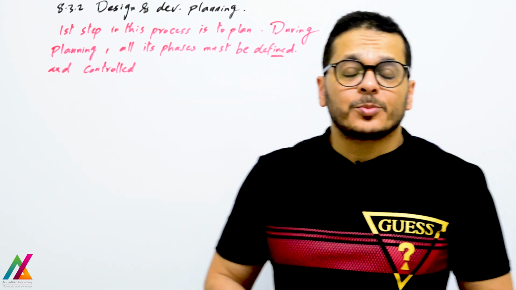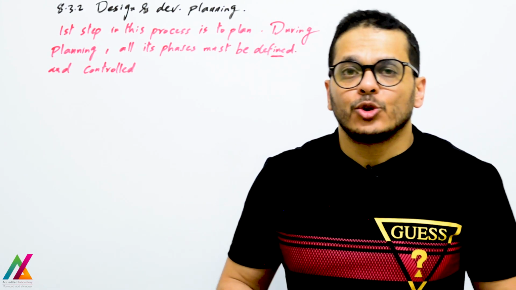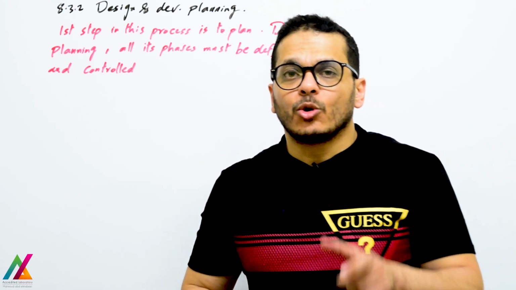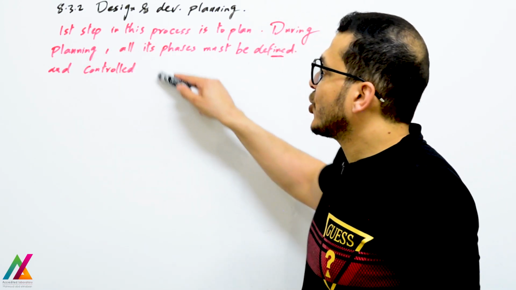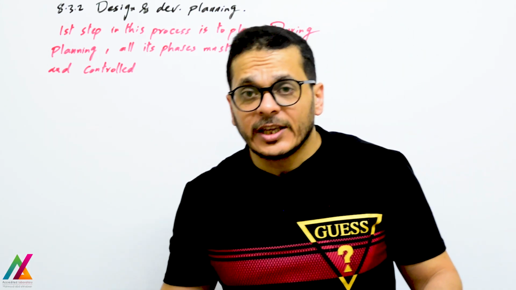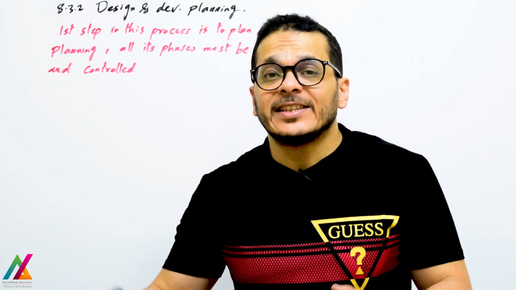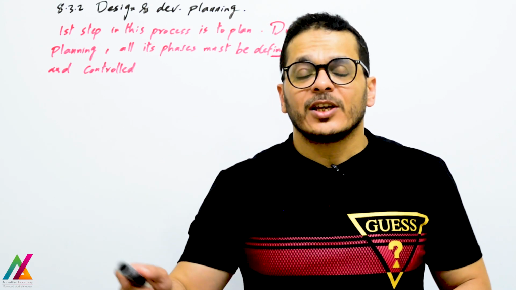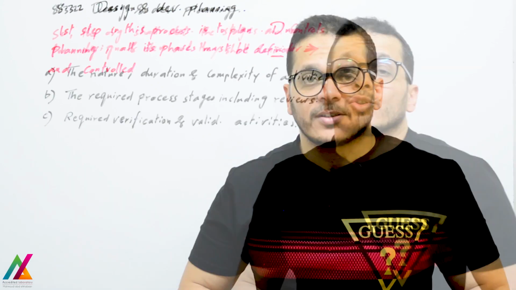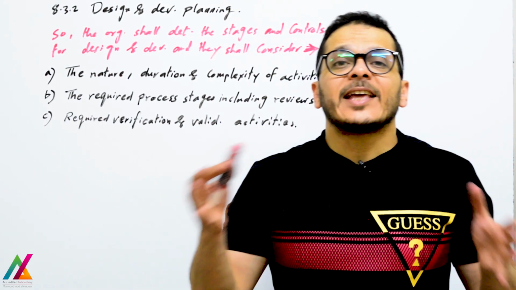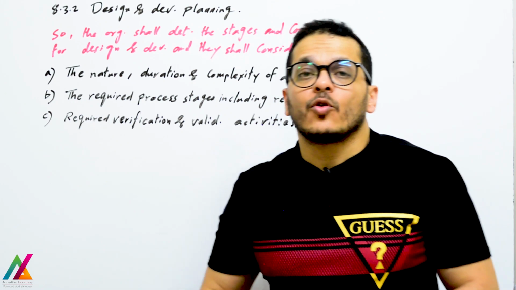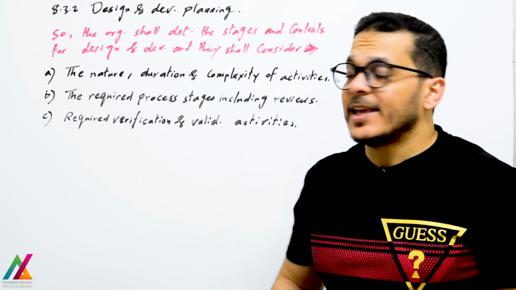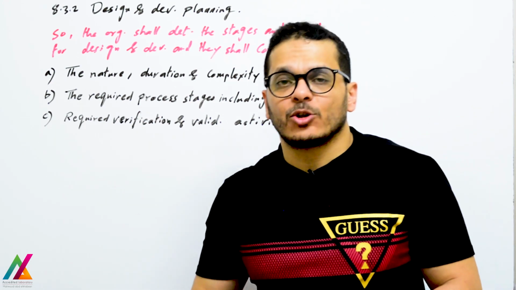The first stage of this process is to plan. During planning, you shall determine all phases of this process, and all of these phases shall be defined and shall be controlled by review, verification, and validation. At the end, you need to have a valid product or service which is fit for the customer requirement. So the organization shall determine the stages and controls for the design and development process, and they shall consider the following points: the nature, duration, and the complexity of the project.